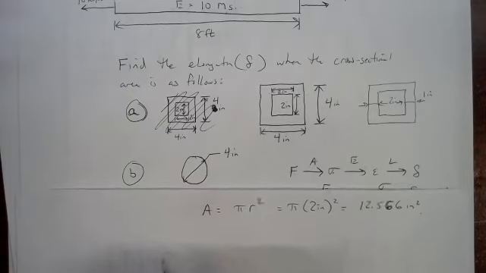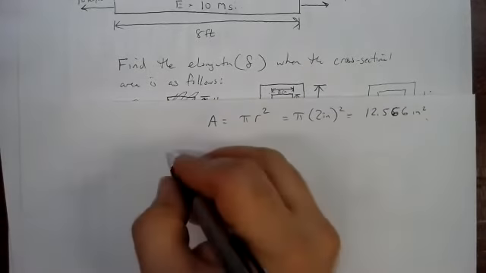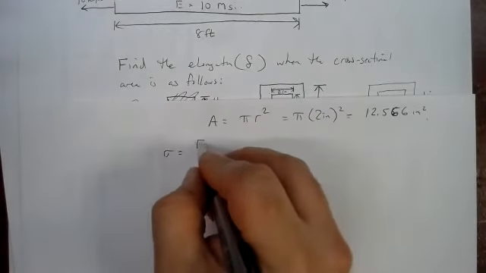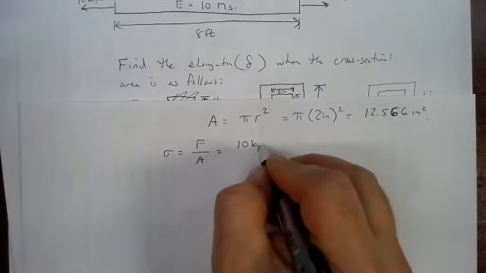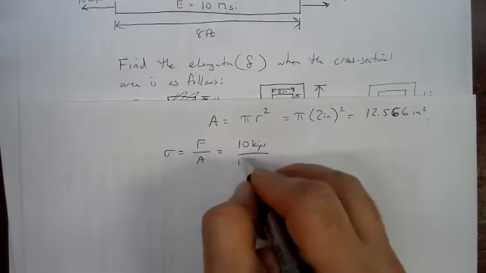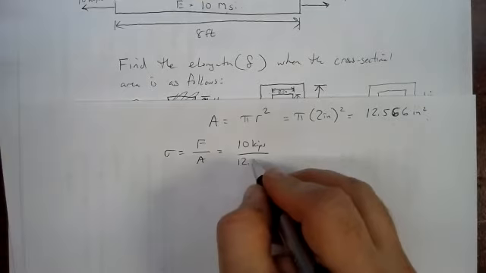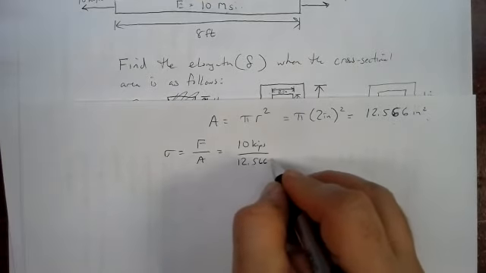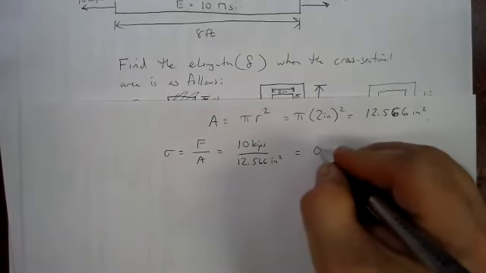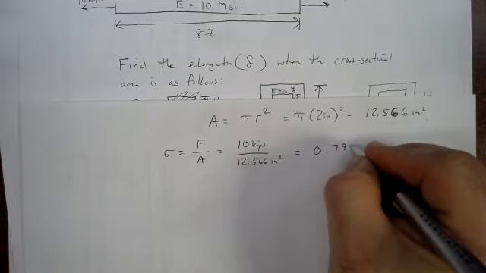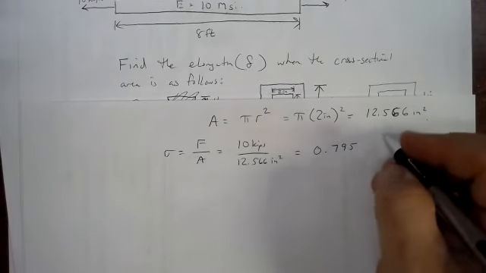First, we'll find our stress. Stress is force divided by area. We've got that same 10 kips of force, but now we're spreading it out over 12.566 square inches. So we've got 10 kips and 12.566 square inches. That gives us 0.795, looks like 0.80.